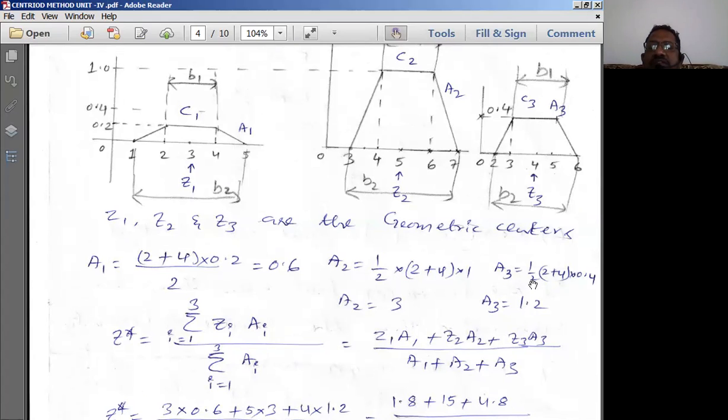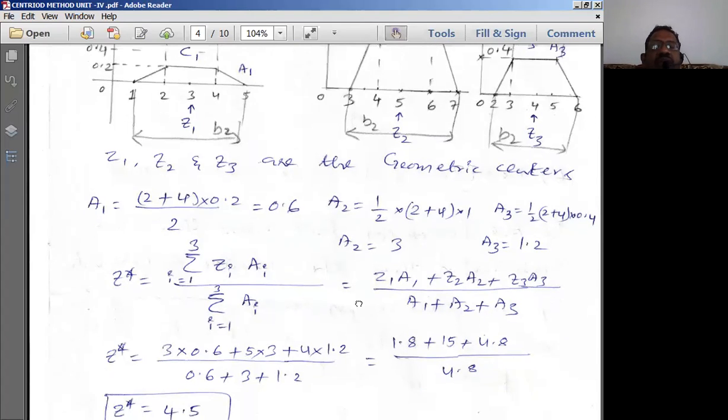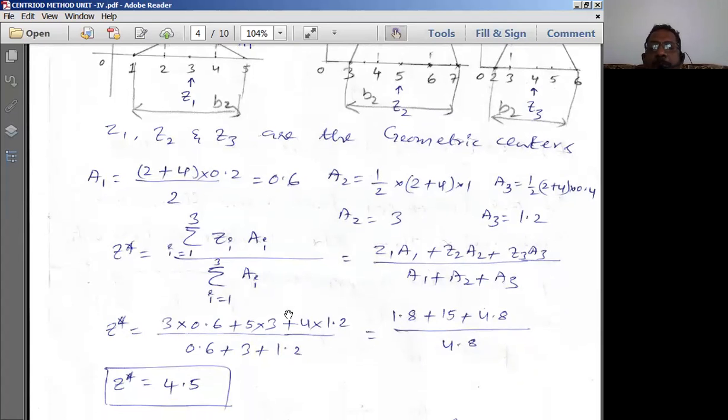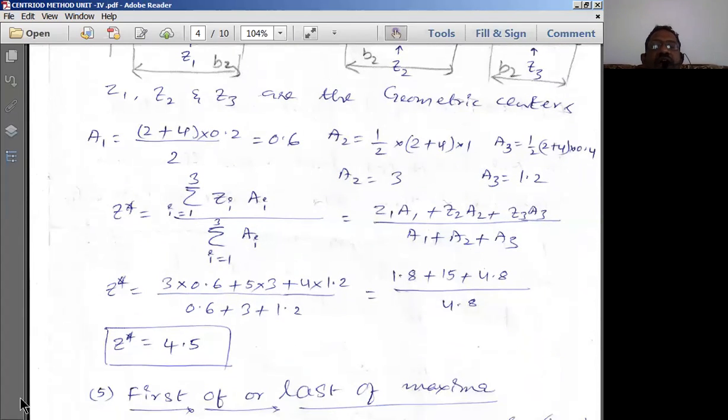B1 is 5 minus 3, 2. B2 is 6 minus 2, 4. Into, what is the height? 0.4. So accordingly, we get A1, A2, A3 values. Then substitute them in the formula for the center of sum method. So Z star, now when you expand this formula, what can I write?